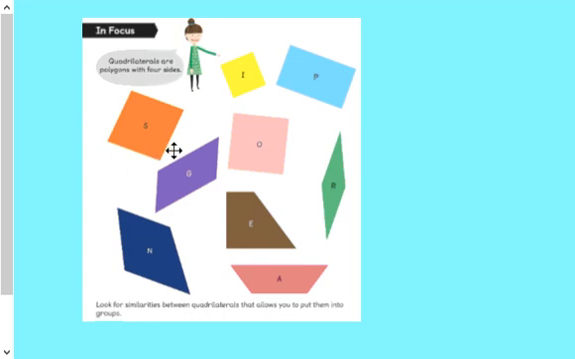What we have to do this morning is to look for similarities between quadrilaterals that help you to put them into groups. So our job this morning is going to be to classify or sort these shapes into groups according to their properties, according to something that they might have.